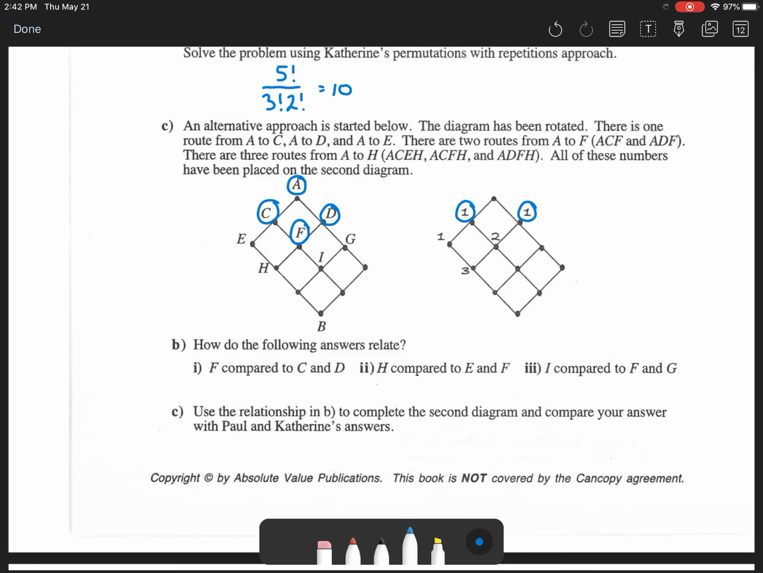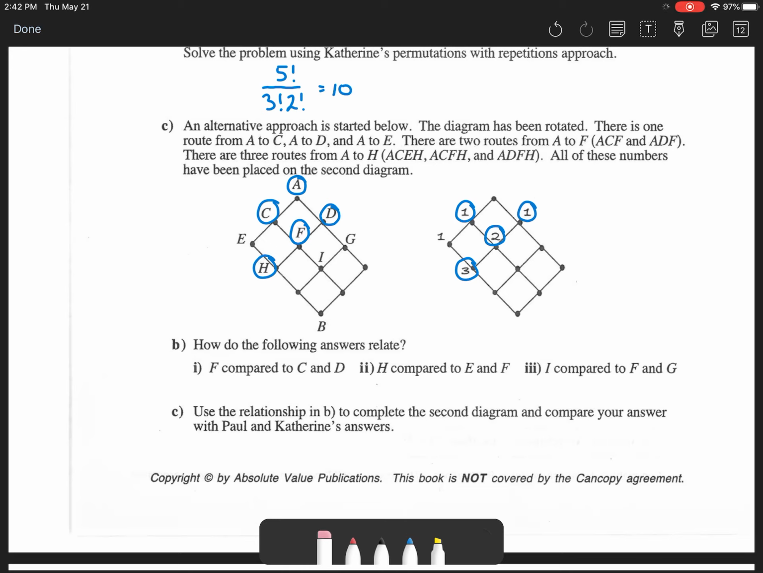There are 2 routes to get from A to F. So from A to F, there would be 2 routes, so they put a 2 here, okay? And then there are 3 routes from A to H. So A to H, there are 3 routes. All of these numbers have been placed on the second diagram, representing basically the letters on the first one.